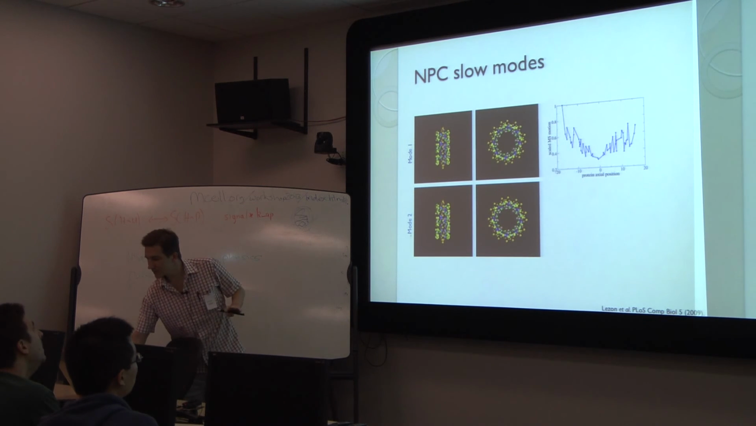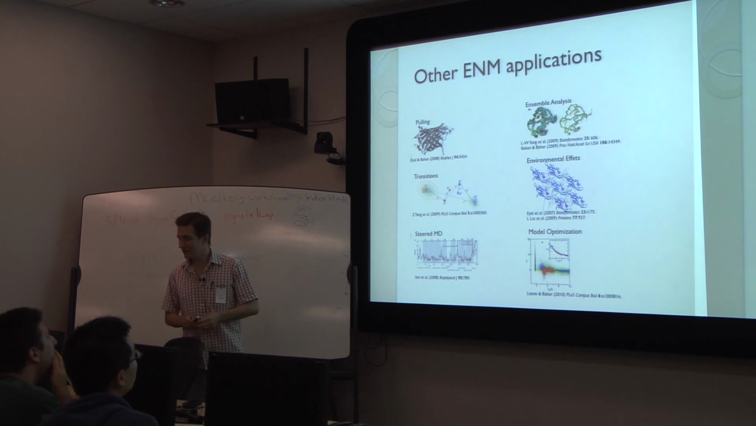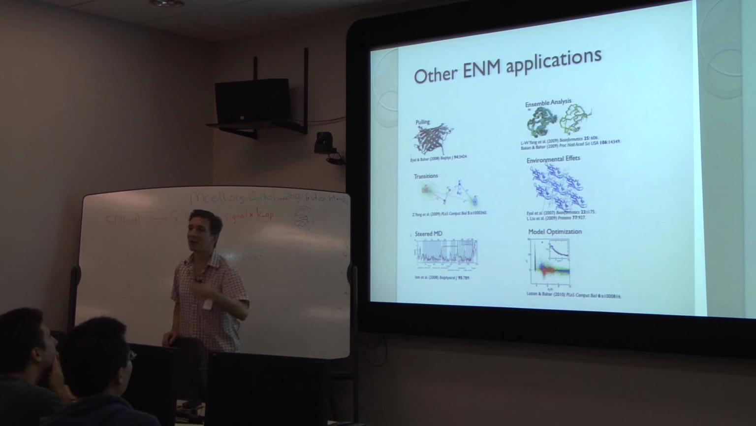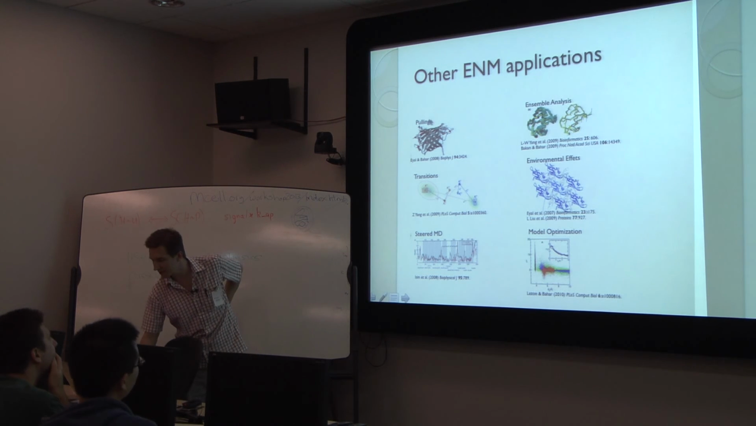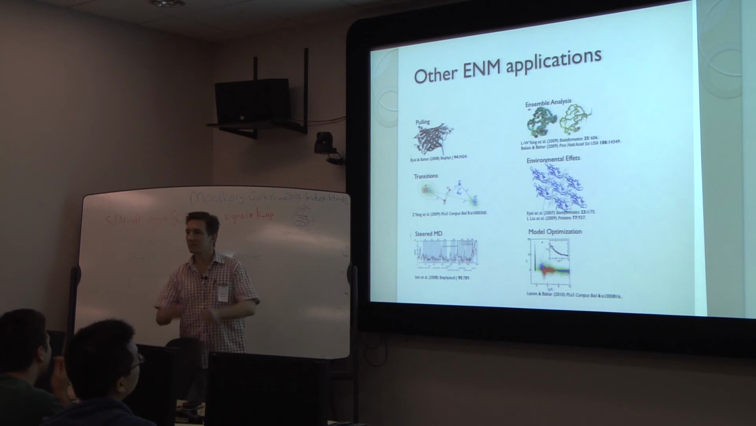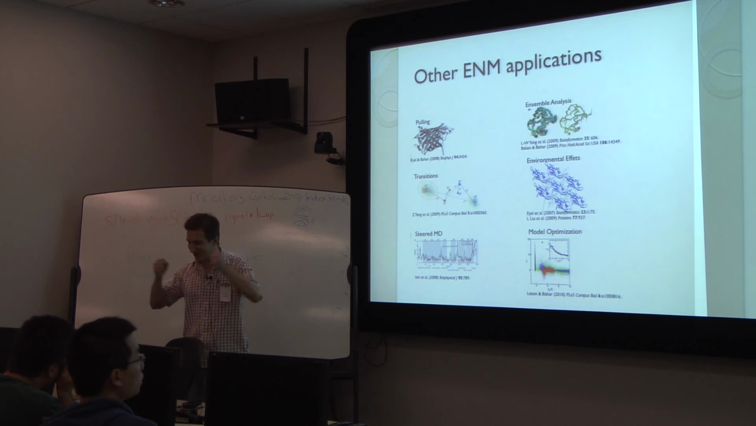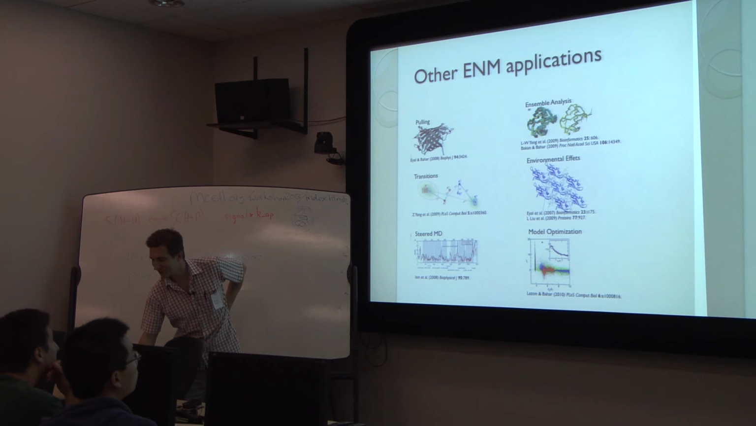So these are examples of some uses of elastic network models that are specially refined for special purposes. There are more that I didn't talk about. For example, you can look at pulling. There are a lot of studies done using AFM, atomic force microscopy, to pull apart residues. So we can look at how proteins get pulled apart using elastic network models.